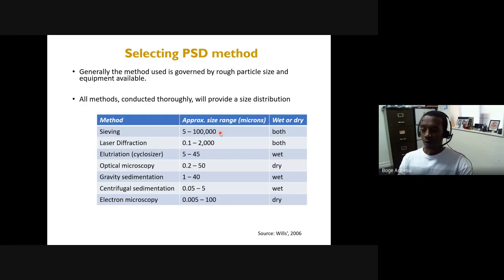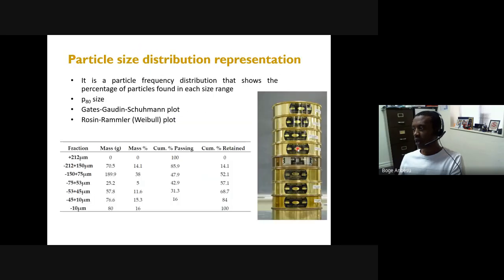But if you can afford them, you can also complement the results from the sieves using other methods like elutriation or a laser sizer and so on. But typically, sieving can be one of the better ways of controlling or keeping an eye on particle size distribution. And by now you should be very familiar with how sieves work.